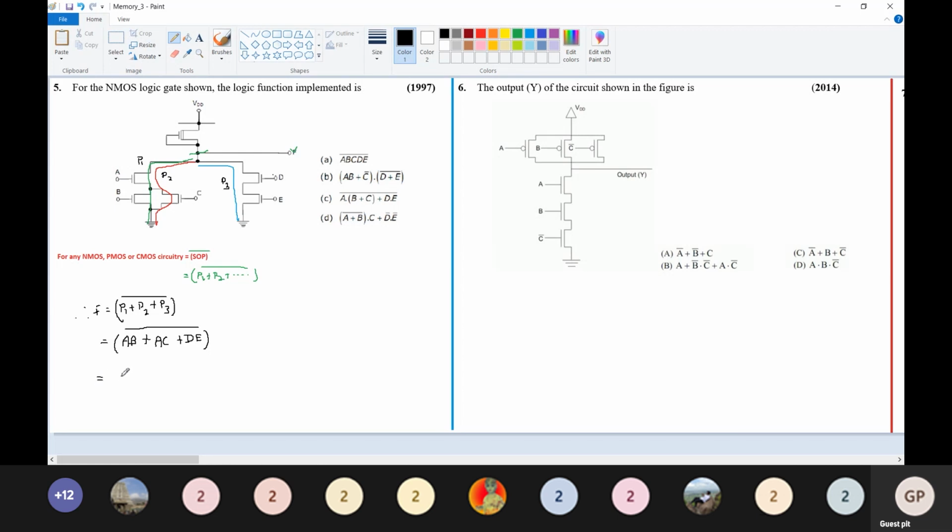Now this expression can be further simplified. I'm going to take the A term common: A into B plus C plus D, E. So this is your final answer, which matches A into B plus C plus D. So C is the correct answer.